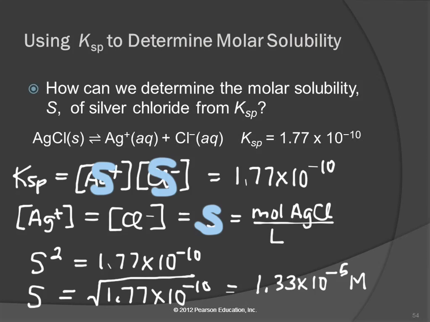Yes? Where did you get S squared? Where did I get S squared? I got S squared because here I've got S times S. So I had the silver ion concentration multiplied by the chloride ion concentration, but I recognized that they were equal to each other. And so I said, well, I'm going to call them S. So then I can substitute S in for the silver concentration and for the chloride concentration, and S times S is S squared. Any other questions?